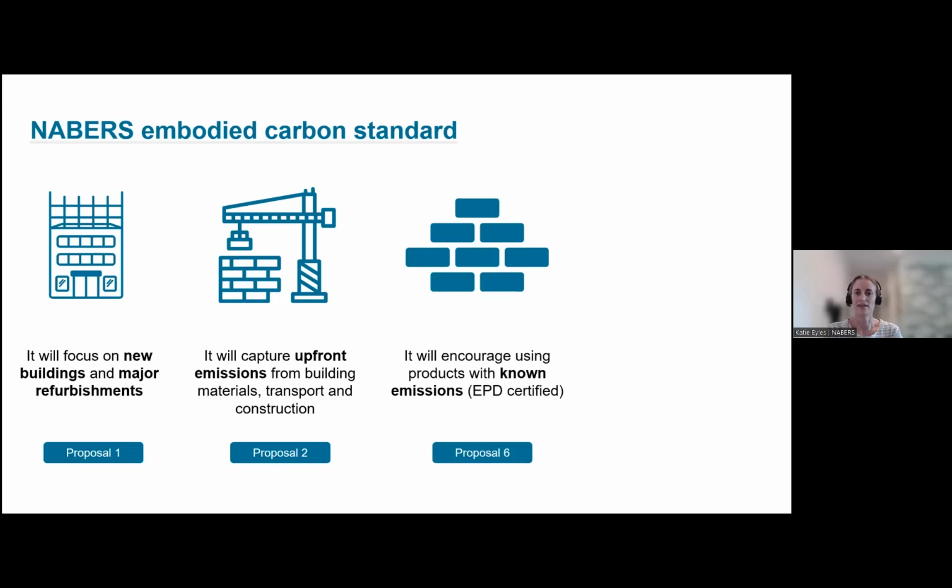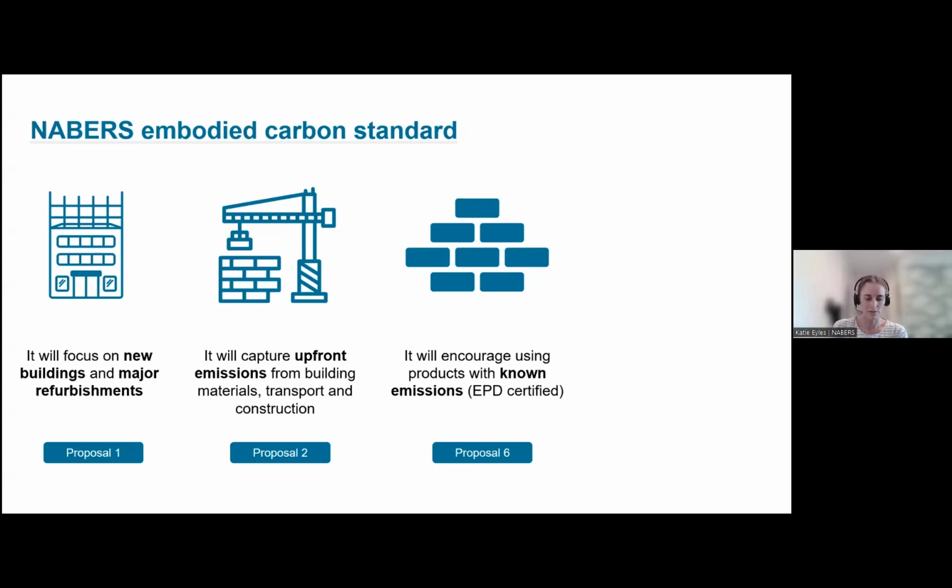Then thirdly, another important one: what emissions data are you able to use if you're doing an embodied carbon rating with NABERS? What we're requiring is verified product-specific data. For the most part, that means environmental product declarations, EPDs, that are created according to the international standard, or other data that is verified in a way that meets that international standard, has the same system boundaries, so that it's comparable.